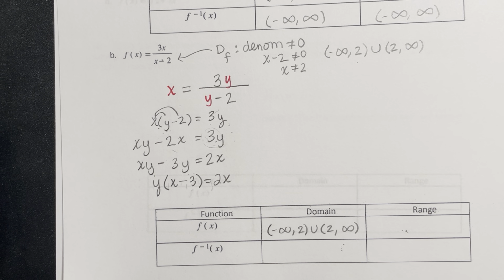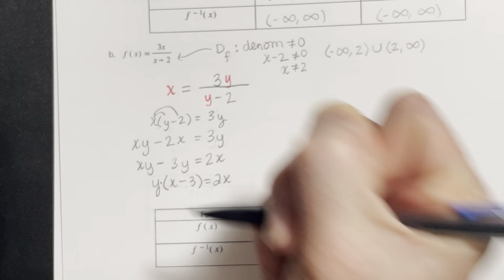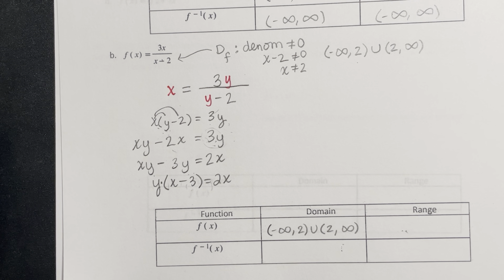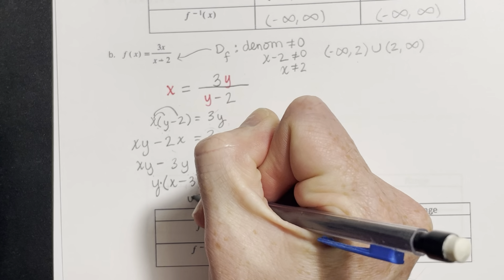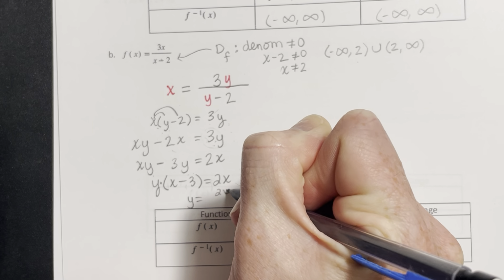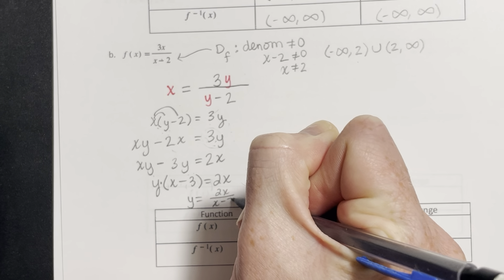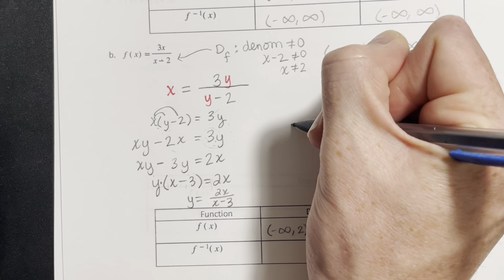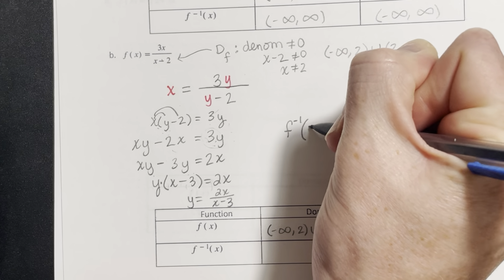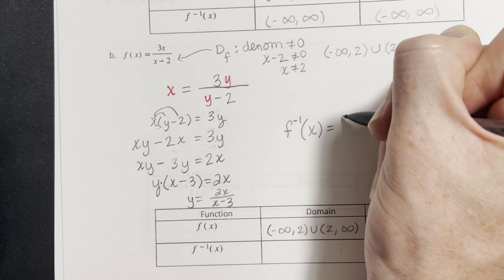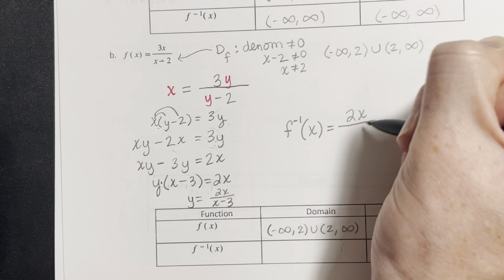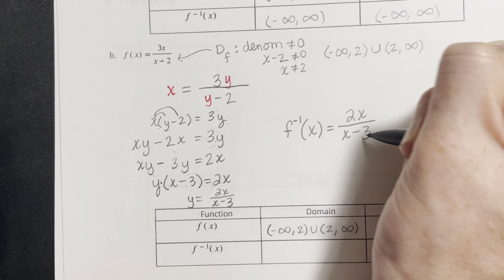If we divide both sides, because we have y times x minus 3, we can divide both sides by x minus 3. So this y by itself would say 2x over x minus 3. And there's our inverse function. F inverse of x is equal to 2x over x minus 3.